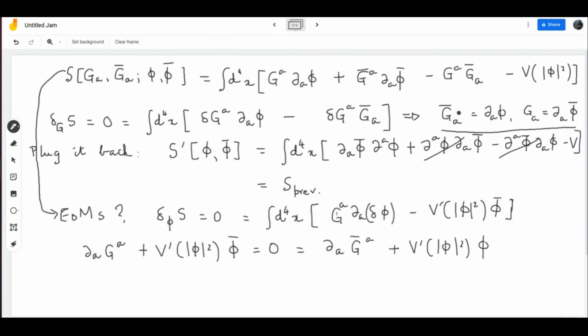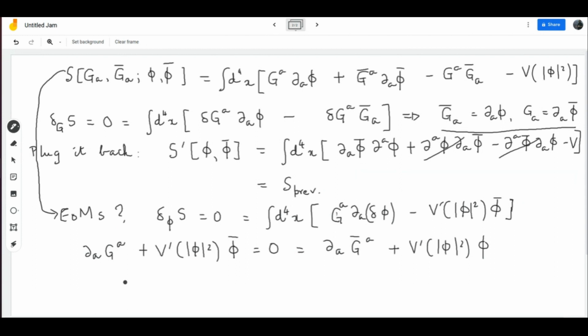So these are the equations of motion obtained by variation with respect to phi and phi bar. Okay. So now we have all the equations. When we do variation with respect to G and G bar, G and G bar give us these equations. And when we do a variation with respect to phi and phi bar, we get these equations. Okay. So we have a complete set of equations.